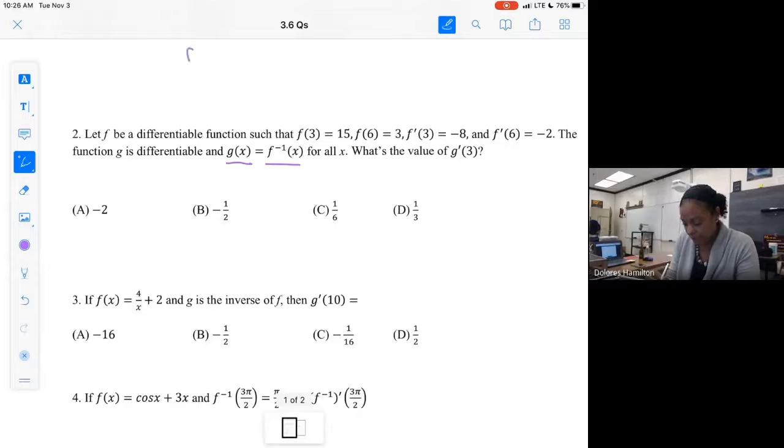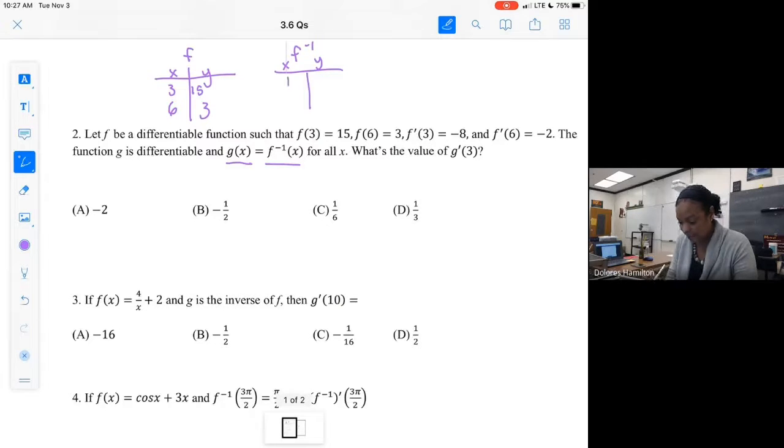I might first start with just a table of values that we know of f. We know (3, 15), and we know (6, 3), because that also tells me information about the inverse. That means that the inverse must have, we switch those two, the points (15, 3) and (3, 6). Keeping in mind, that's also my g. So they're asking for g prime of 3. So that would be 1 over f prime of f inverse of 3.